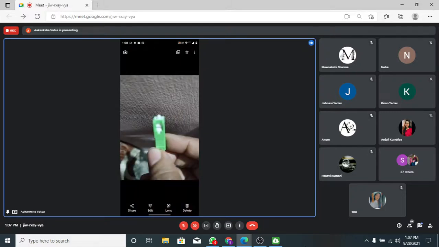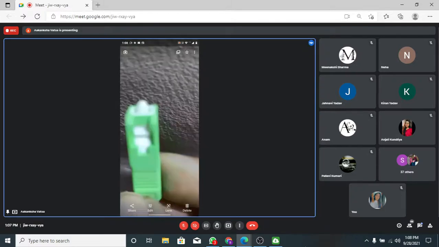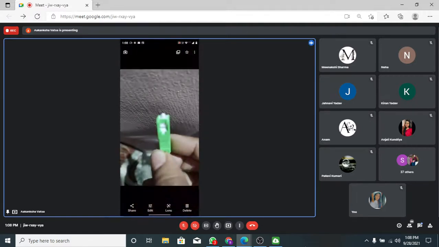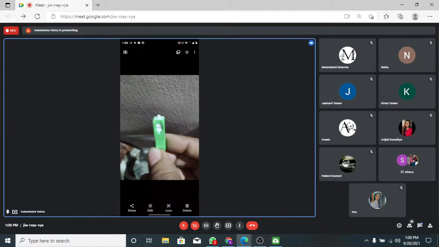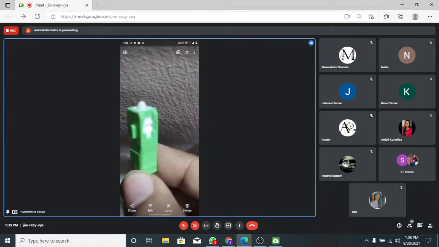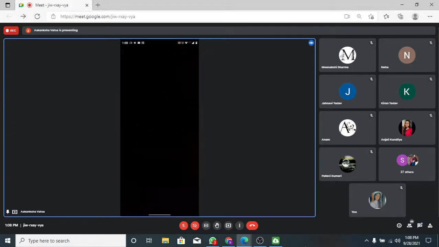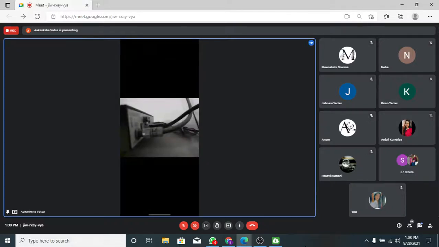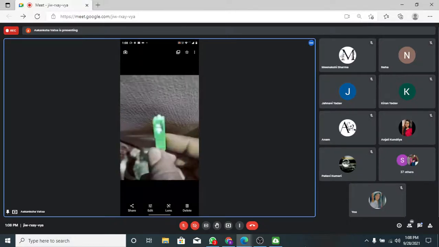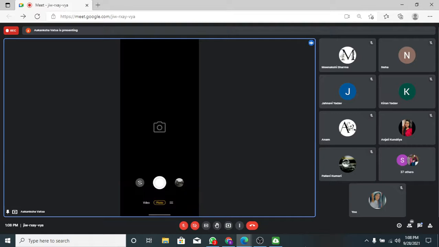So this is the connector endpoint. You can see the difference on the tip. You can see this is different. The connector is different. I've taken these pictures from the socket and the endpoints at my home wireless router. I think you must be having it, you can just check and see.